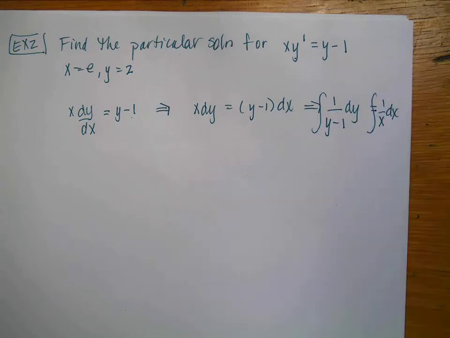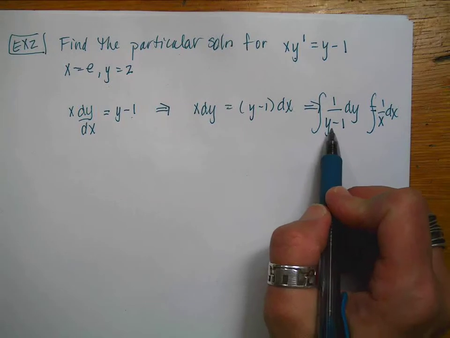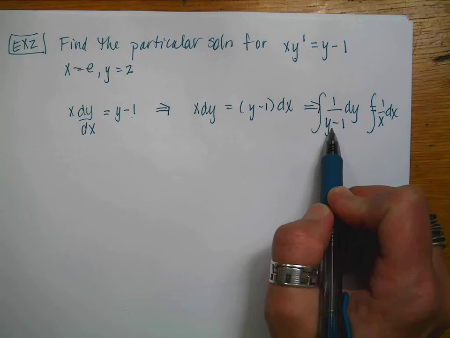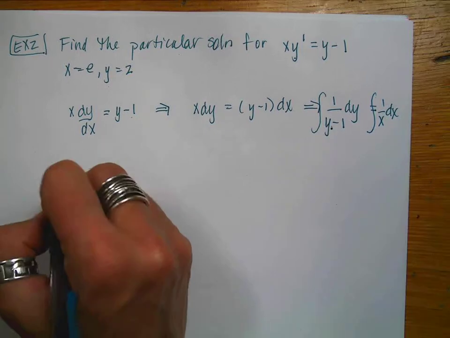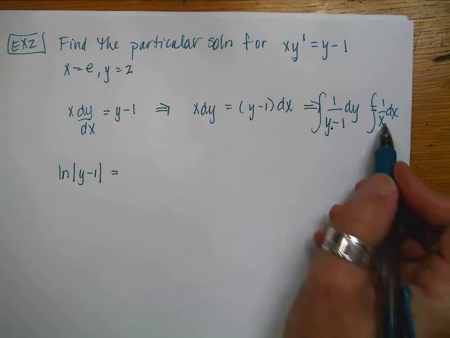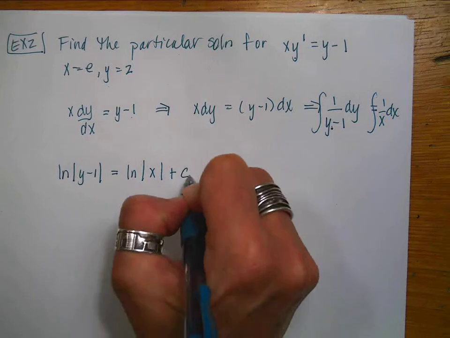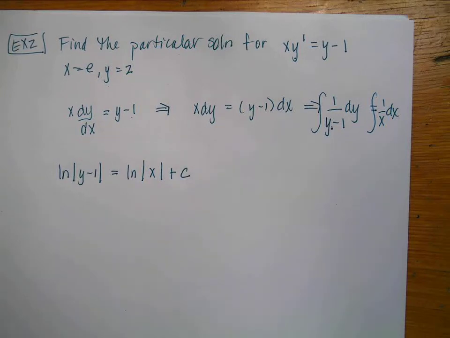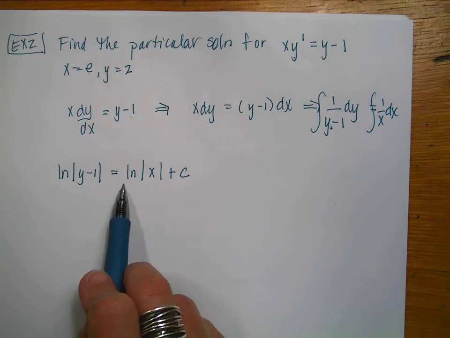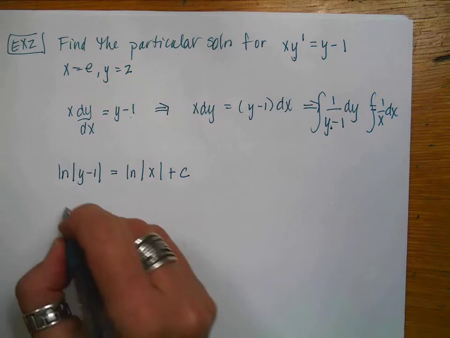Now I'm going to integrate both sides. On the left-hand side, this is just going to be 1 over u, and my du would be dy. So then this is just going to be the natural log absolute value of y minus 1, is equal to the natural log absolute value of x plus c. Sometimes if I'm solving for c, it's easier to do it now than it is to wait until the end of the problem.